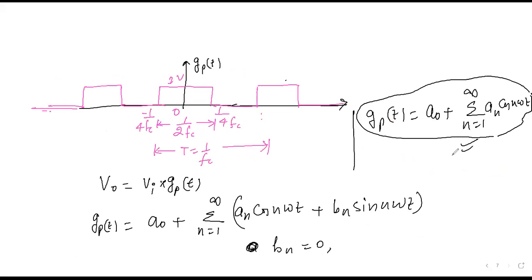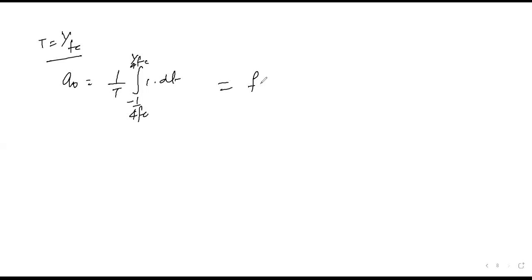चलिए अब a naught निकालिए, a n निकालिए इसका, एंड मल्टीप्लाई करके हम इसका स्पेक्ट्रम ड्रॉ करेंगे. सो a naught इक्वल टू व्हाट? बताइए, a naught क्या हो जाएगा सर? 1/T, minus 1/4 fc to 1/4 fc, 1 into dt. T equal to what? 1/fc. So thus just write here fc into 1/2 of fc. So this is your 1/2. So a naught equal to 1/2.